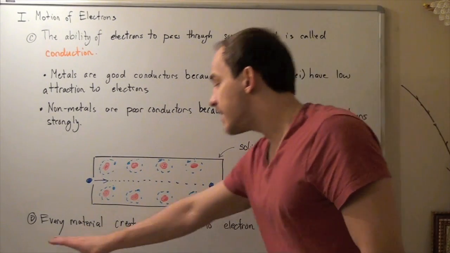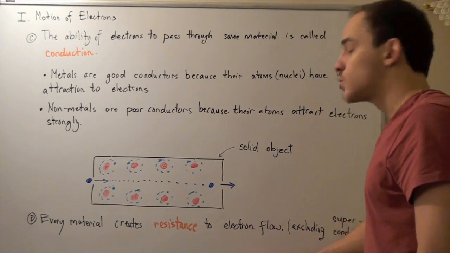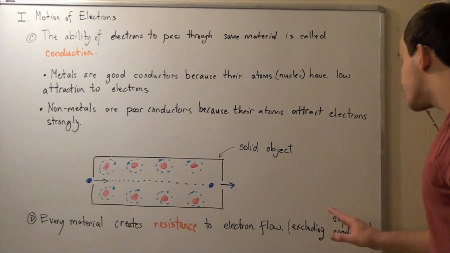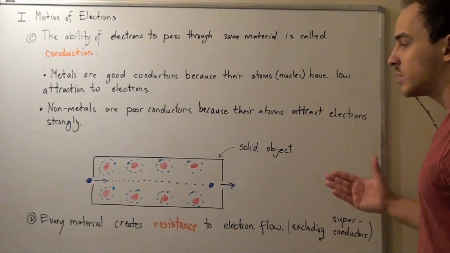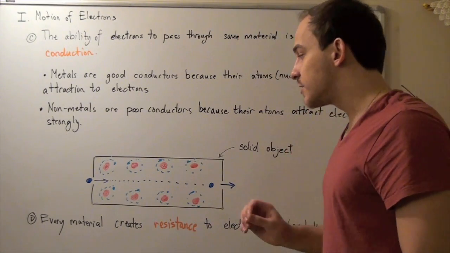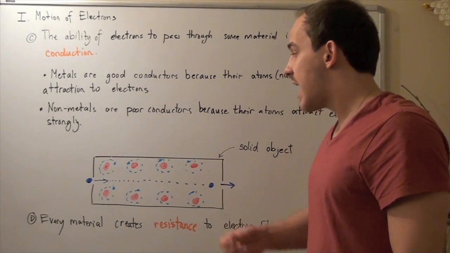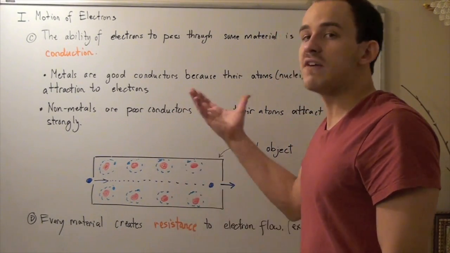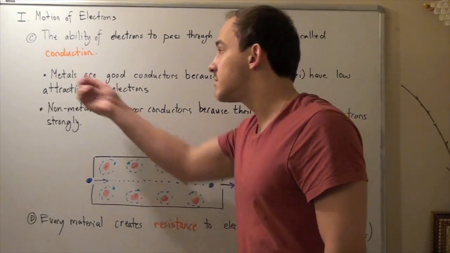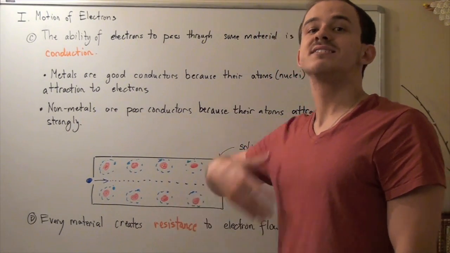Now note that every single material creates some resistance to electron flow. Now we're excluding superconductors. We'll talk about superconductors in a different lecture. But for now, we can consider that every material creates resistance. And that's because every material is composed of atoms. And even metals, even the metallic atoms, will attract our electrons to some degree.